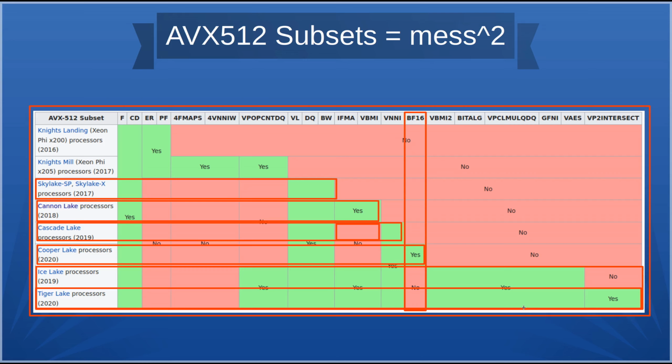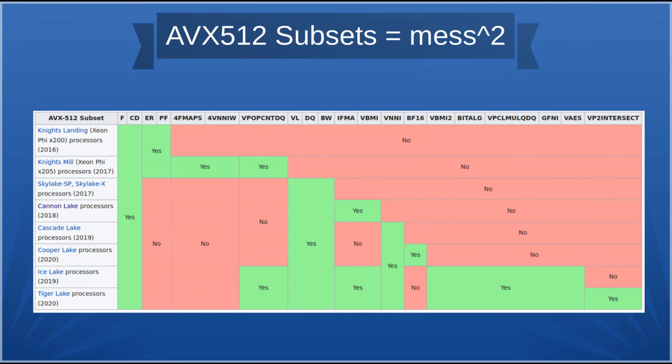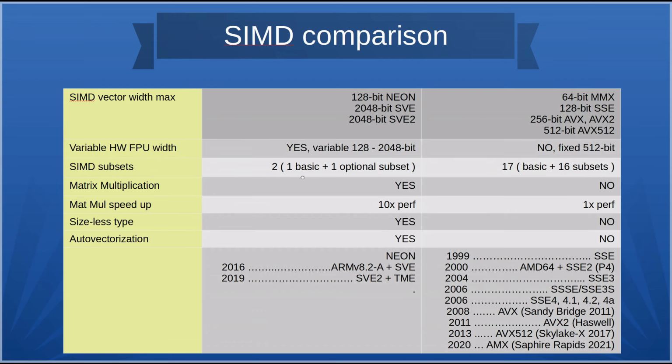I hope that AMD Zen 3 can support them all, which would be great compared to Intel, because they could be better than Intel at supporting everything. But actually, this is the problem. There are 17 different subsets, and a lot of CPUs each support different subsets. Compared to that, ARM has only one optional subset, so it's really simple. They really push for standardization here.